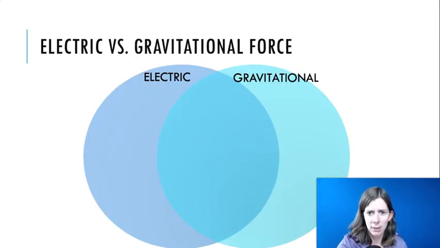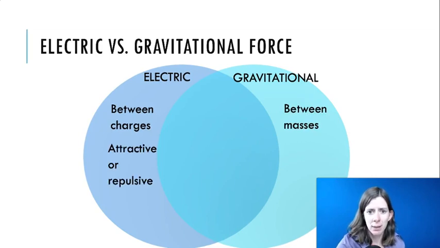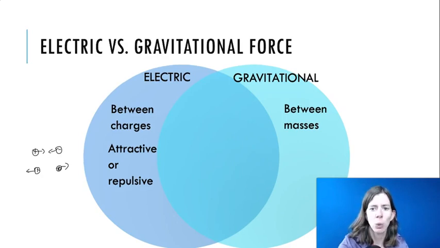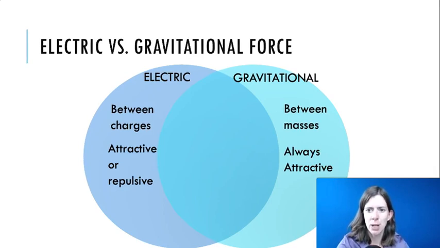So let's look at comparing and contrasting the two forces. So first of all, the electric force is between charges, while the gravitational force is between masses. Secondly, the electric force can be attractive or repulsive, right? If you have a positive and a negative charge, they're going to attract. If you have a positive and a positive, both positives, they're going to repel. But with the gravitational force, we learned that it was always attractive. Masses are always attracted to each other.